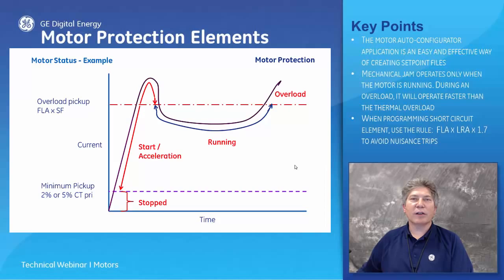The next part of the curve is the acceleration, start acceleration status. If the previous status was stopped and the current value is greater than the minimum pickup, this state is maintained until the average current falls below the overload pickup level. Running, as average current is below the overload pickup level and greater than the minimum pickup. An overload status is when the previous state was running and the average current is greater than the overload pickup level.